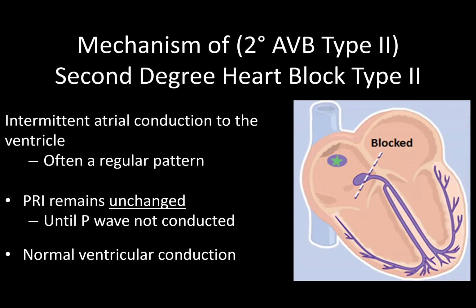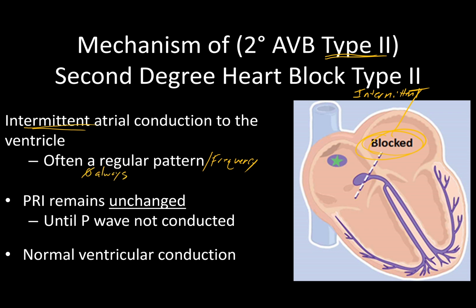Second degree AVB Type II. What makes this unique and important? Well, at its core, what it is an intermittent atrial conduction to the ventricle. And so that's why we have this marked here as blocked, but I again want to point out that it's intermittent. And that's because in this scenario, what occurs is you often have a regular pattern or frequency. But with that, by the way, that's not always.